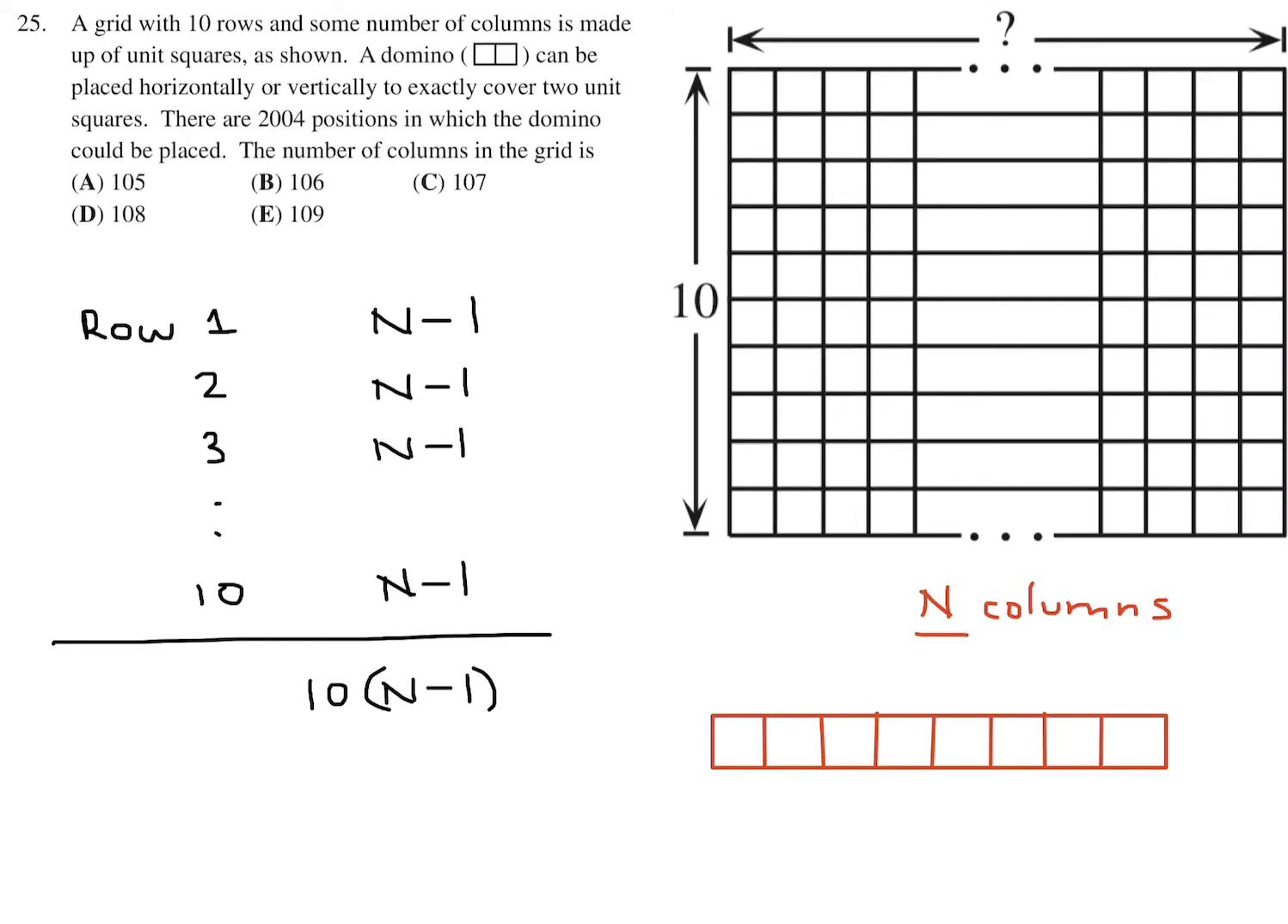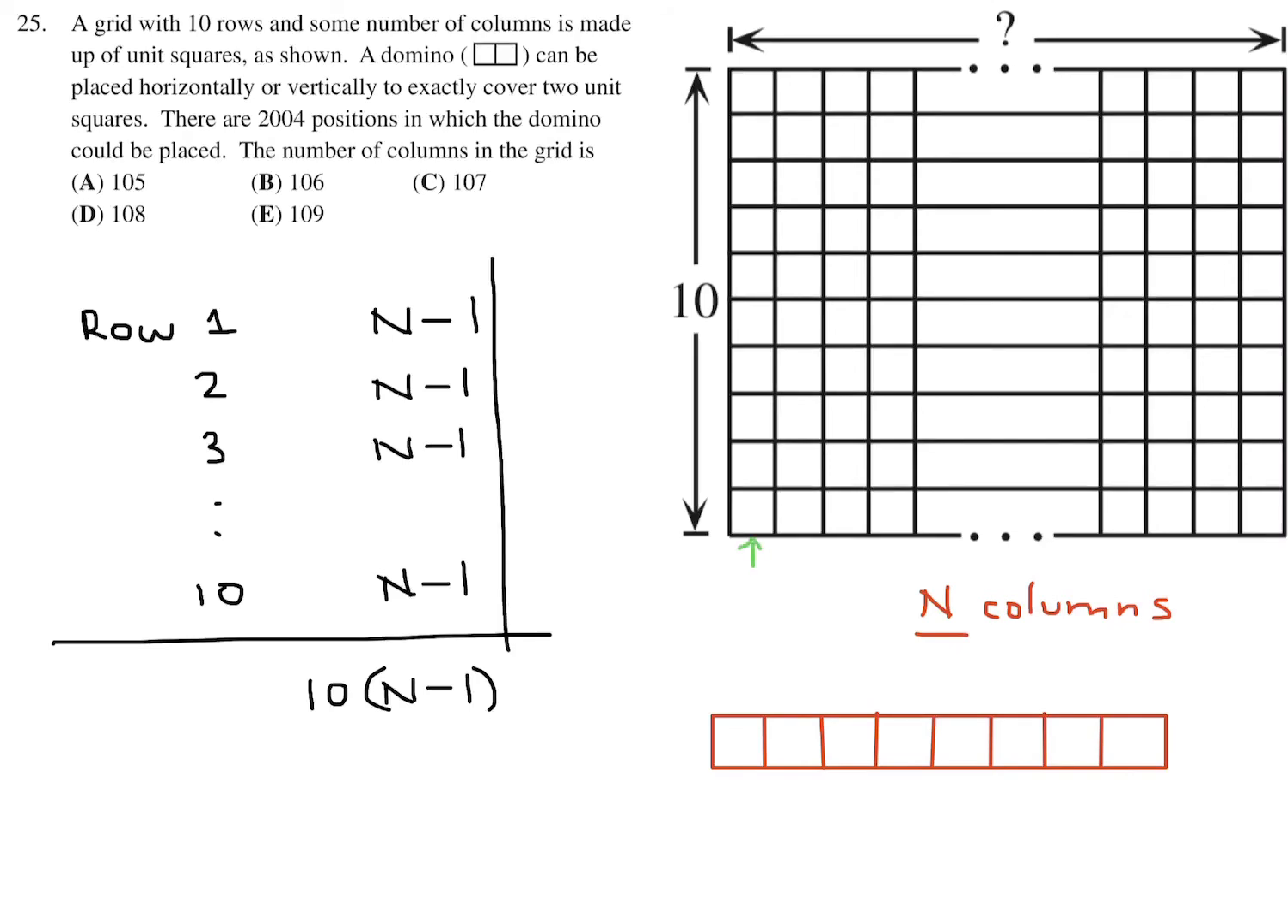Now let's turn our attention to the vertical. What I mean by that is I'm going to now put the domino in this direction. So 1, 2, 3, like that, and 4, and so on. Because there's 10 rows, I can easily figure out how many times it goes. It goes 9 times. So let's make a very similar table.